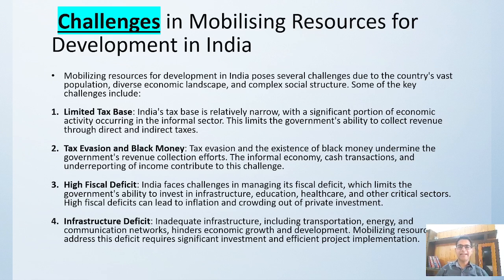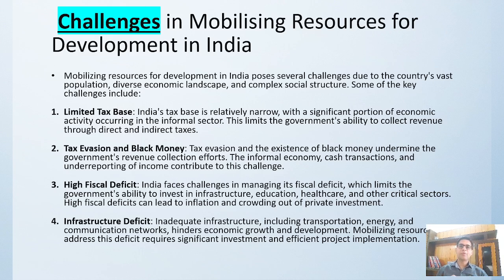Now, what are the challenges in mobilizing the resources? Till now we have discussed what is the need, and from where we are getting the resources, whether internal market or external market. But what are the challenges? Because this is also very important, because whenever we talk of anything, we have to talk in a holistic way.